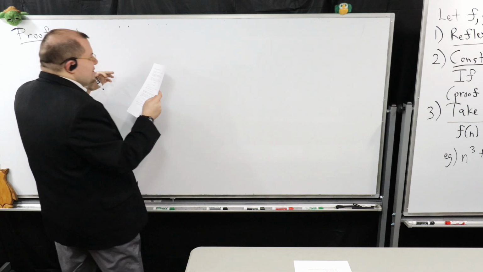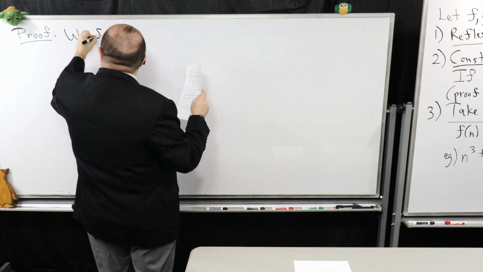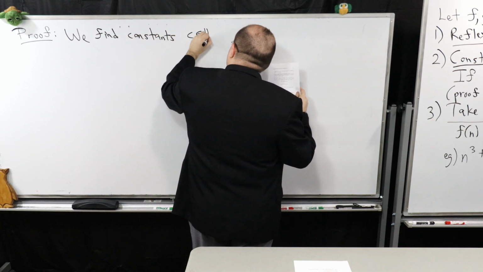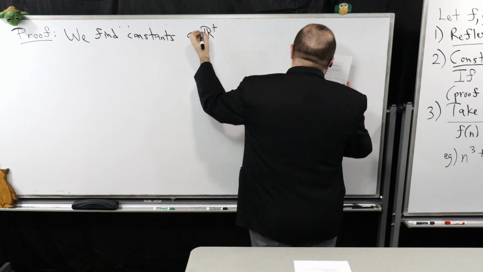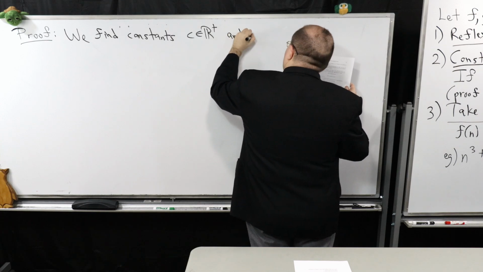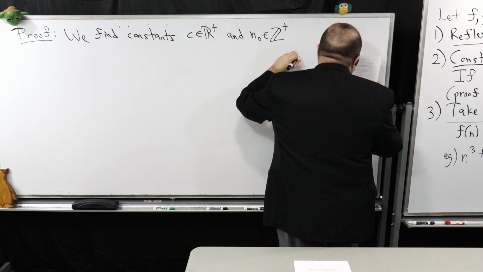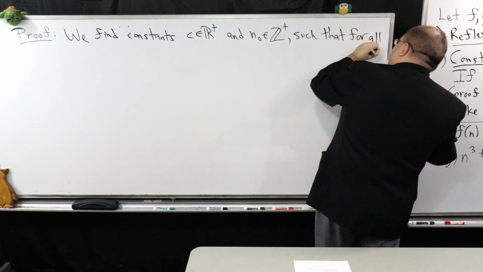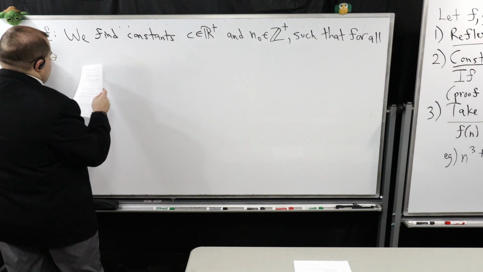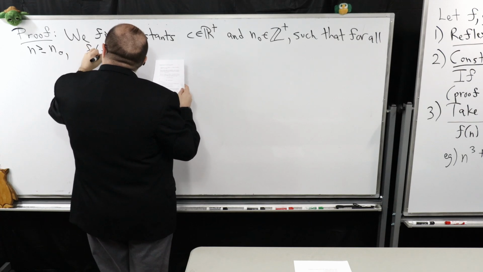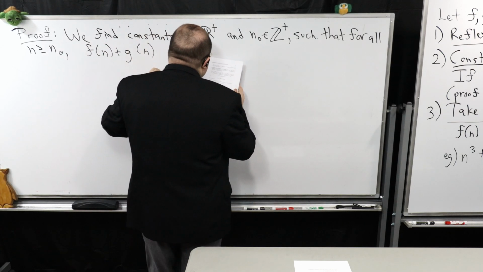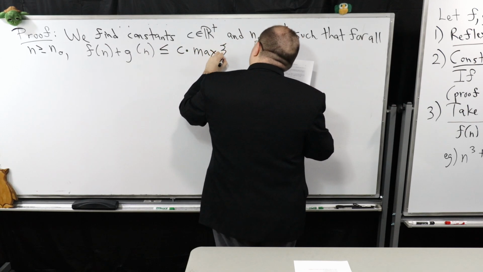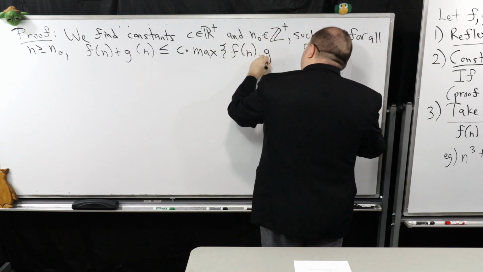So here's an example of us doing this. I'm just going to do it the same way we did it last time. We find constants. So I find C, remember, C is a positive real number, and N0, which is a positive integer, such that for all n greater or equal to N0, f of n plus g of n is less than or equal to C times the max among f of n and g of n.